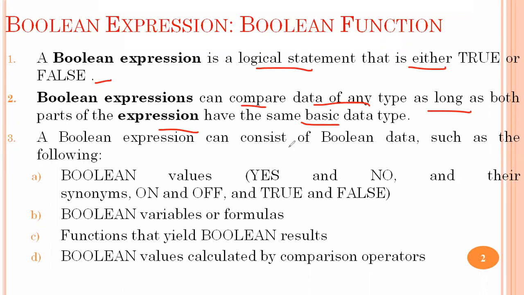So a Boolean expression can consist of Boolean data such as the Boolean values yes or no and their synonyms, or true or false. So it could be yes or no, it could be on off, it could be true and false. Any kind of word can be used in it. Then we have Boolean variables and formulas, functions that will give us Boolean results, and Boolean values calculated by comparison operators. So these are the things that will be considered in a Boolean expression.